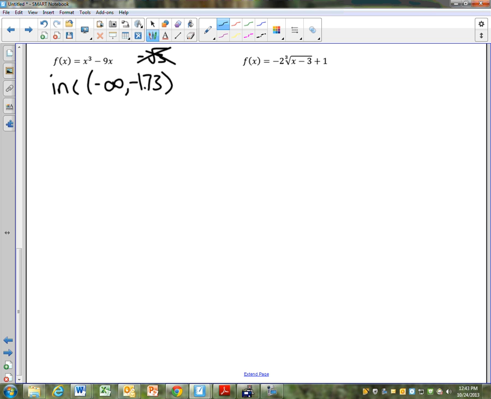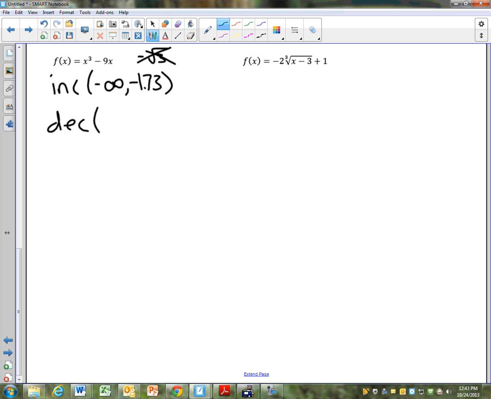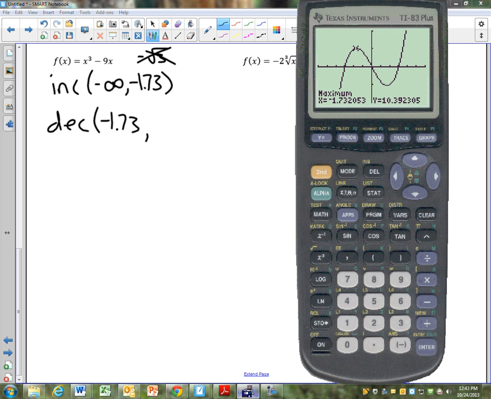You learn how to find the exact answer in calculus. You can do it algebraically. You don't have to use your calculator. It's pretty cool. And what happens to the graph after that spot? It decreases. And I'm going to go from negative 1.73 to, what do we call that spot down there? A minimum. So I'm going to go second calculate. I'm going to do 3 for minimum.